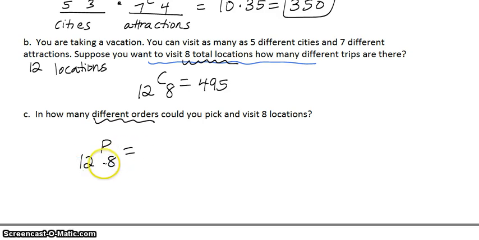So here, order matters. The order I visit the places mattered when I'm counting how many. Here, it didn't matter what order. I'm just visiting them in general. So 12 permutation 8, 19 million, I use my calculator, 19,958,400. As soon as you have that down, flip to the back.